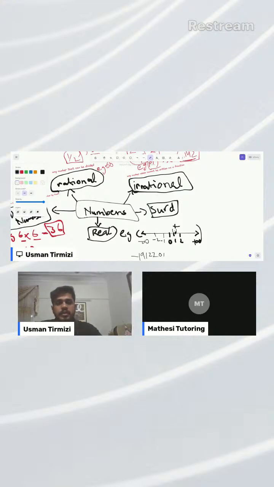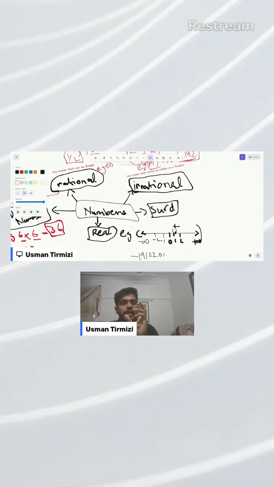So basically, a surd is a number obtained by taking a root of any number, right? It's what's called a surd. So when I say that by taking a root of any number, what do I mean by that? Any number which is obtained by taking a root of any number. Let's say that if I write root of 2, that means it's a surd.